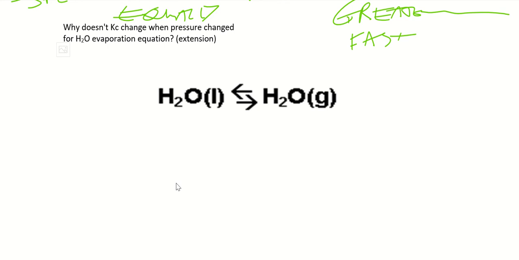Right, why doesn't Kc change when pressure is changed for the H2O evaporation equation? Okay, so Kc doesn't change when pressure is changed normally because the volume overall will decrease as you increase the pressure, and that kind of cancels out whichever way you shift in the equilibrium.